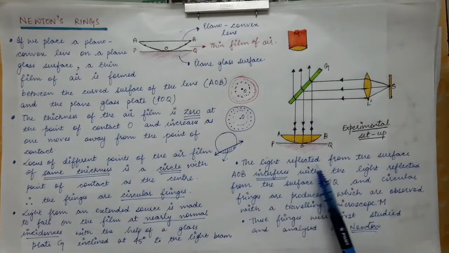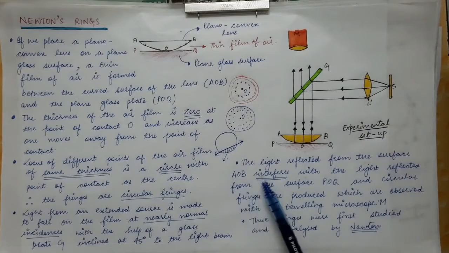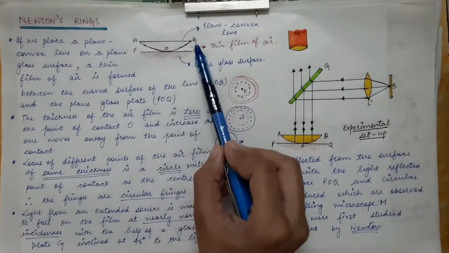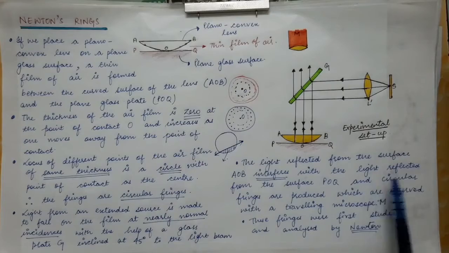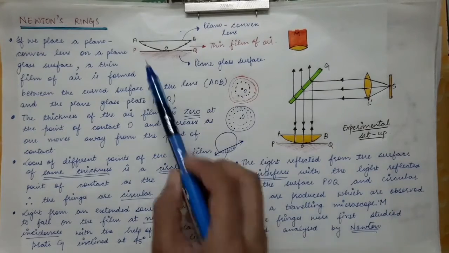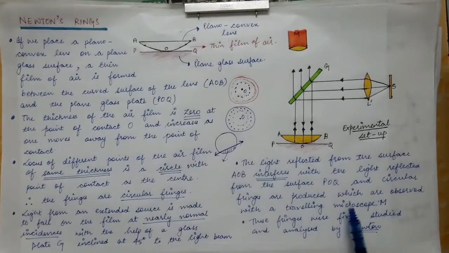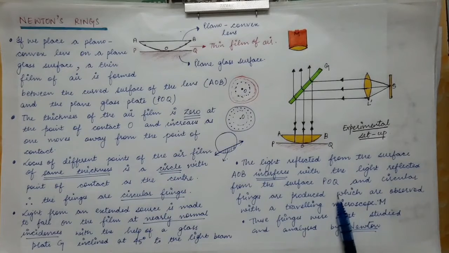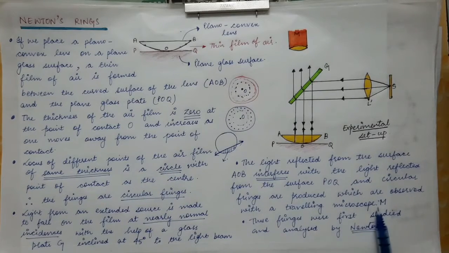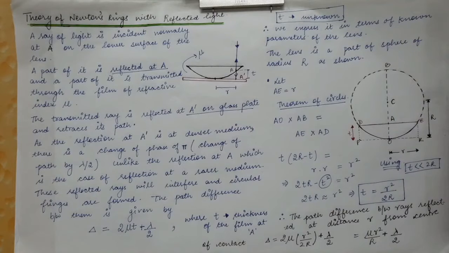So the light rays reflected from the surface AOB interfere with the light rays which are reflected from the surface POQ, and circular fringes are produced which are observed with the traveling microscope capital M. These fringes were first studied and analyzed by Newton. Now we are going to study the theory of Newton's rings with the reflected light.